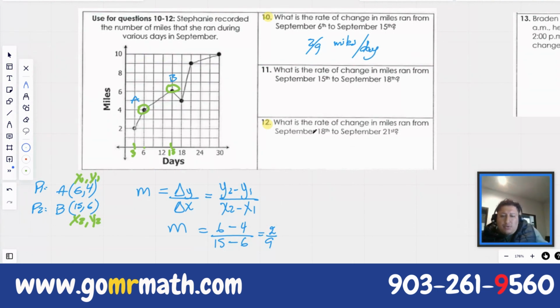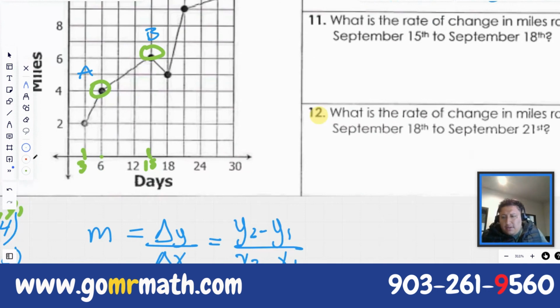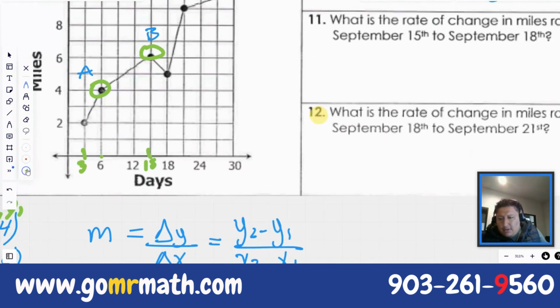Okay, and number 12, it says, what is the rate of change in miles run from September 18th to September the 21st? Again, the change in here, I'm going to try to zoom in a little bit. The change that is going to happen, let's take a little bit less thickness in there, is from here, from the 18th, let's change the color, to this one here, right? Because remember, each square measures 3 days, so this should be 21, and it's asking me from September 18th to the 21st, so it's right here.